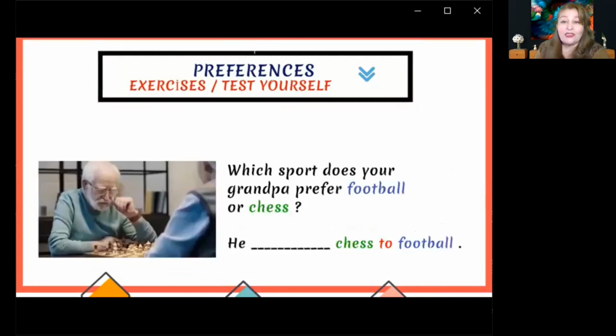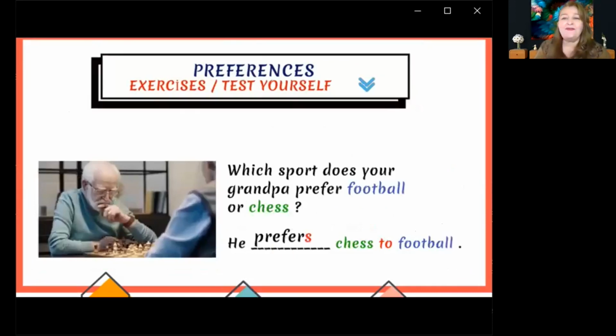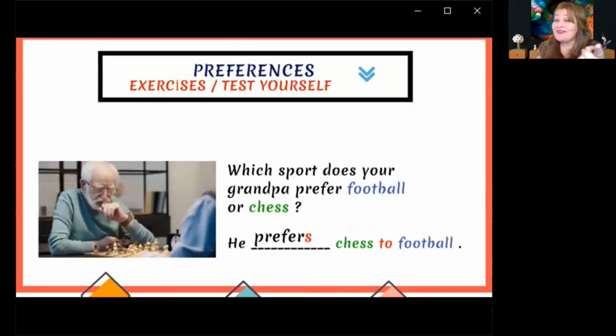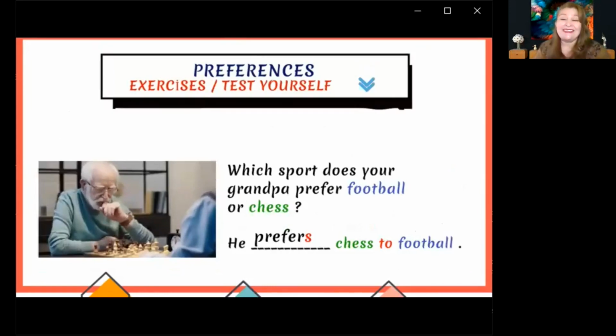Okay. Which sport does your grandpa prefer, football or chess? He prefers chess to football. Good.